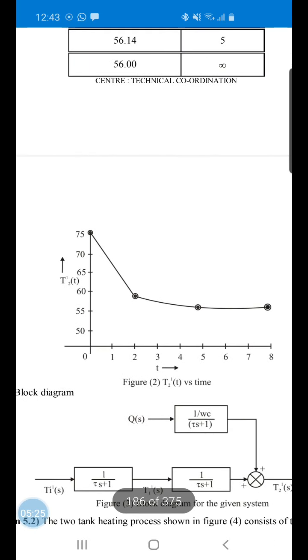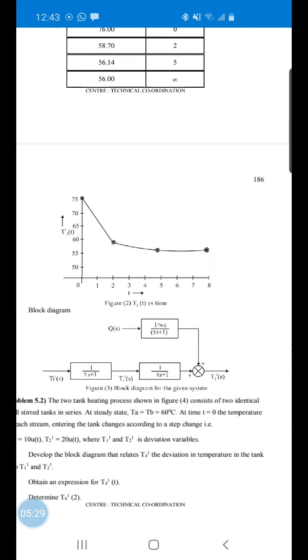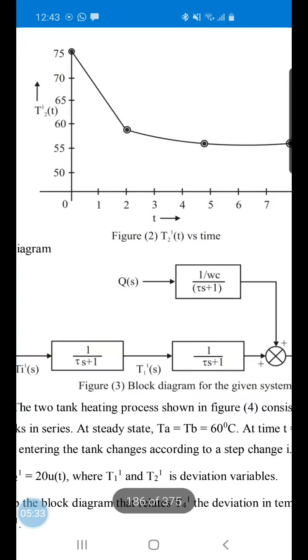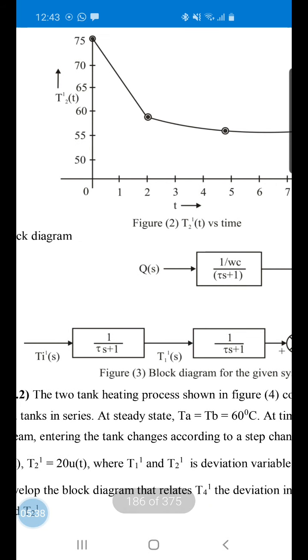So this will be the graph for T2 dash of t versus time. Now once you do this, then you can develop its block diagram. This will be a block diagram which relates T2 dash, T1 dash, Ti dash and Q dash.